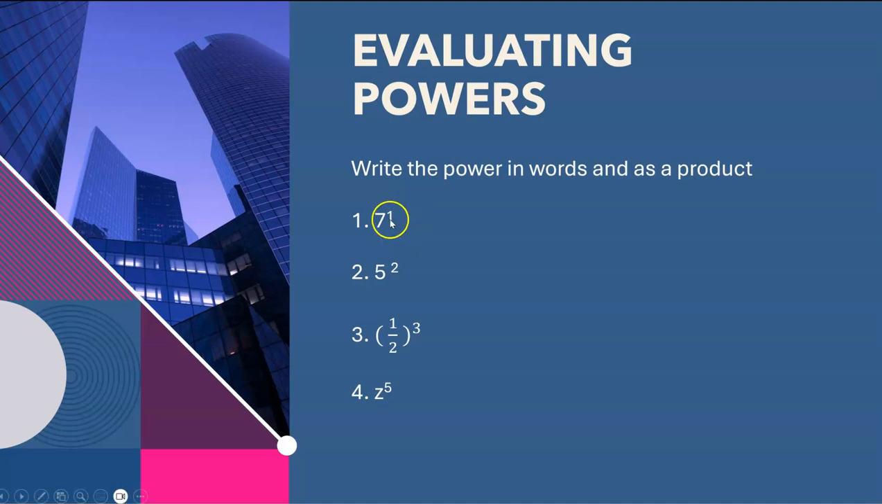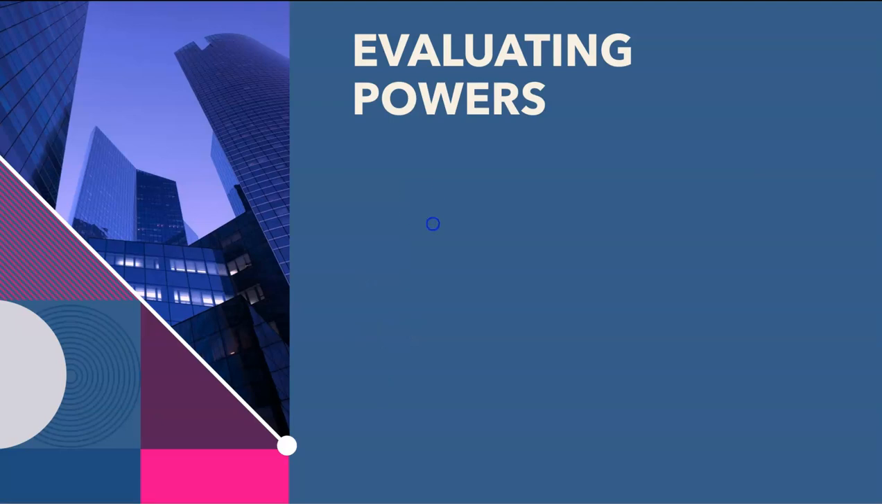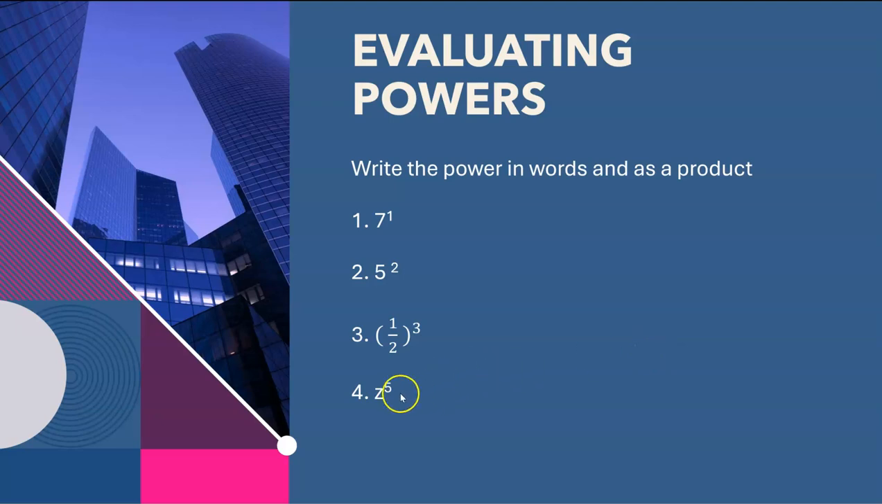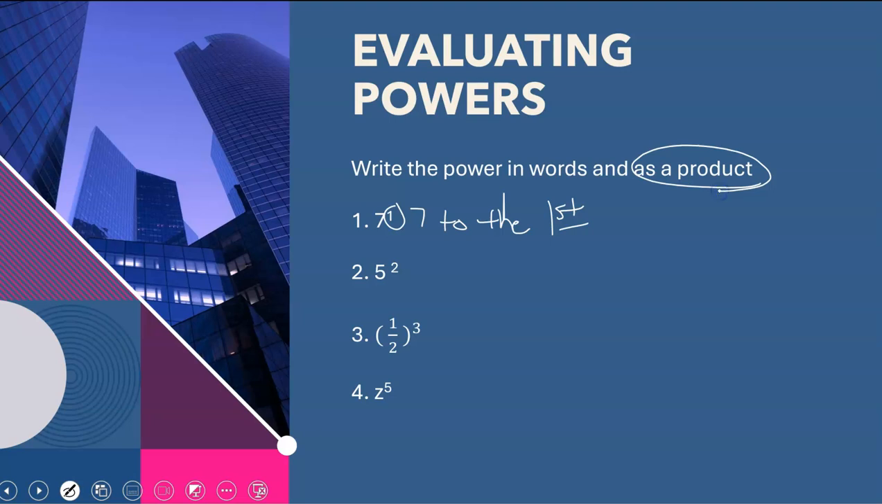To read these, we start with the bigger value, which here is 7. And then we have a little sentence stem. We say 7 to the first power. 7 to the, getting that first from that little 1 up there. What does this mean as a product of values? Well, this just means that there is 7 being multiplied by itself, which is just 7.